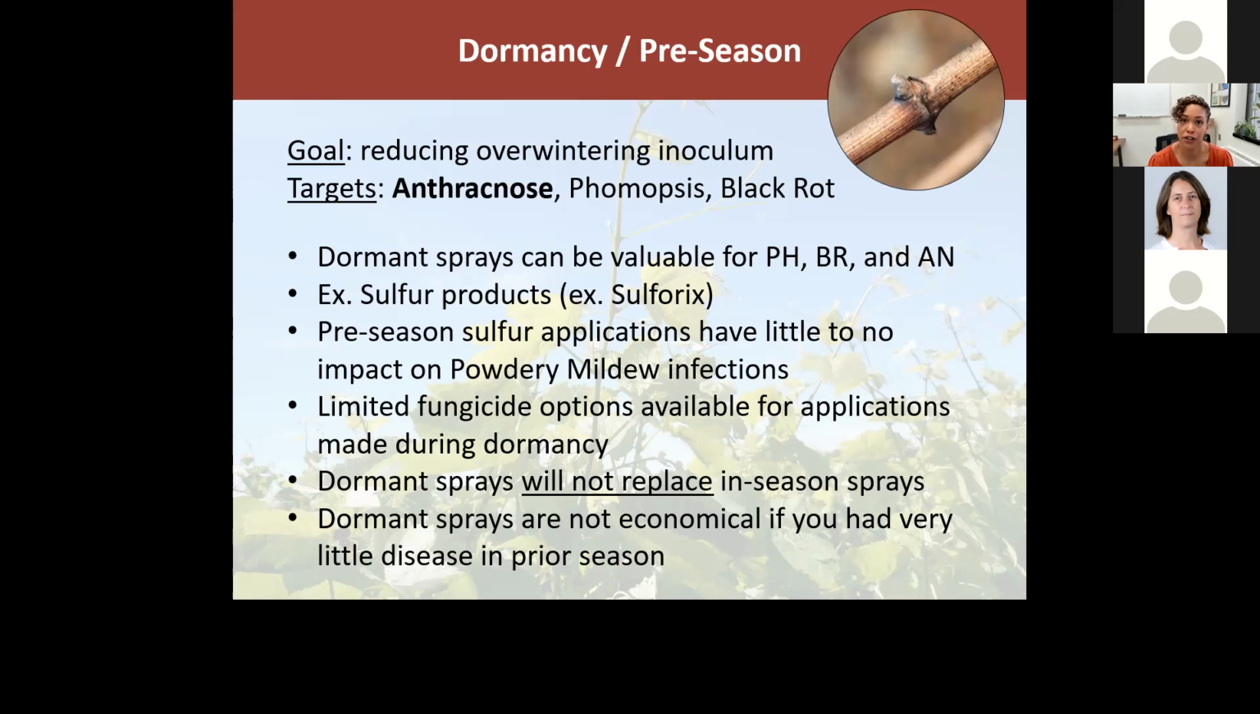So you're much better to target powdery mildew once those buds have broken open and you're starting to see that green tissue emerge. That's when we want to target our efforts for powdery mildew. Now, a dormant season spray will not replace an in-season spray. This is just to help reduce that inoculum going into your growing season. So if you didn't have a problem with anthracnose or phomopsis or black rot, then you likely don't need to do this dormant spray. But this is an option if that's been an issue in your vineyard.